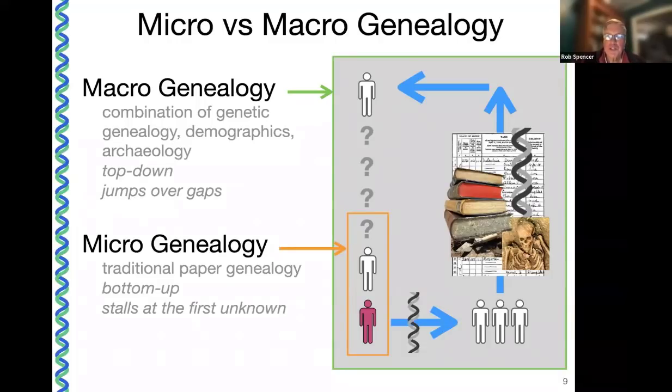What I'm calling microgenealogy is traditional paper genealogy. It's focused on, it stalls at, the first unknown. It works from the bottom up. When you hit the brick wall, the story kind of stops. You can't go any farther. In this talk, just to emphasize it, I'm going to introduce you to the term macrogenealogy. Like macroeconomics, this pulls in all kinds of other disciplines: genealogy, genetic genealogy, demographics, archaeology, all kinds of things. It tends to be top down and allows you to jump over gaps.